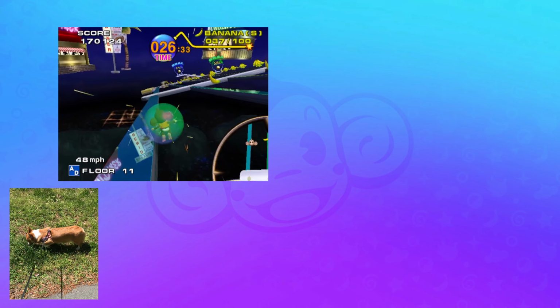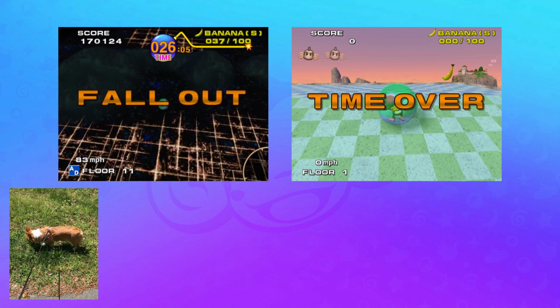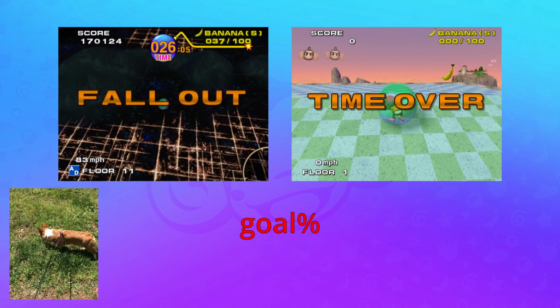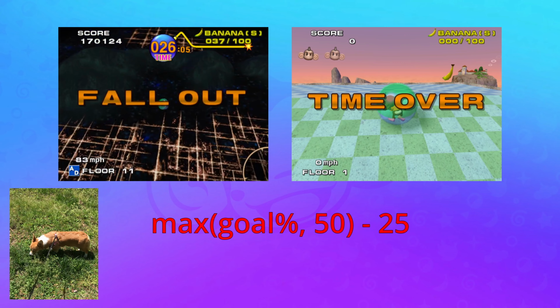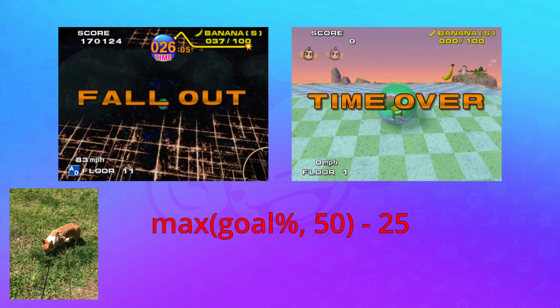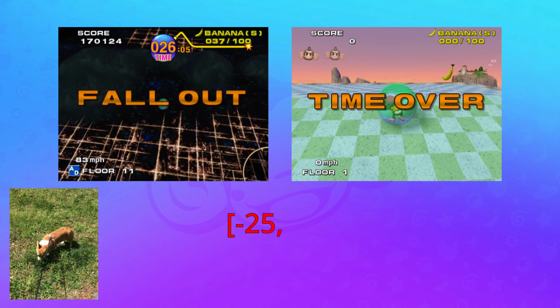If a monkey falls out of the stage or runs out of time, we take the closest point it got to the goal, calculate how much of the screen the goal occupies, up to 50%, and subtract 25 as its penalty, giving us a fitness range of -25 to 25.